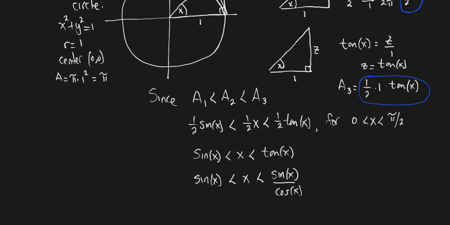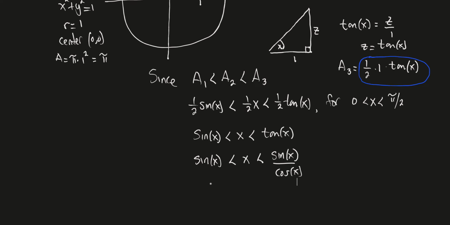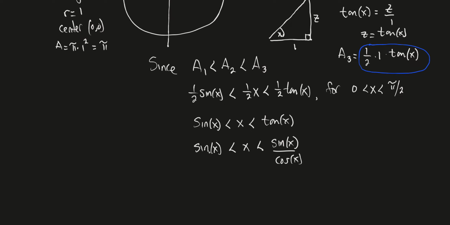And as long as x is in this range, none of these ratios that are involved are 0. As long as x is strictly between 0 and pi over 2, none of these quantities are 0, right? So what I can do is take the reciprocal of all of these, right?